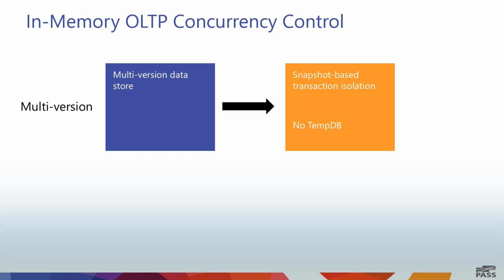And hand in hand with the multi-versioning comes snapshot-based transaction isolation. So all transaction isolation levels with in-memory OLTP are snapshot-based. You do your reads always as of the begin time of the transaction, and we use this multi-versioning as the mechanism to implement snapshot-based transaction isolation. So also higher isolation levels like serializable, they use snapshot for their reads. And again, no TempDB usage. All the row versions are part of the basic table data structure.